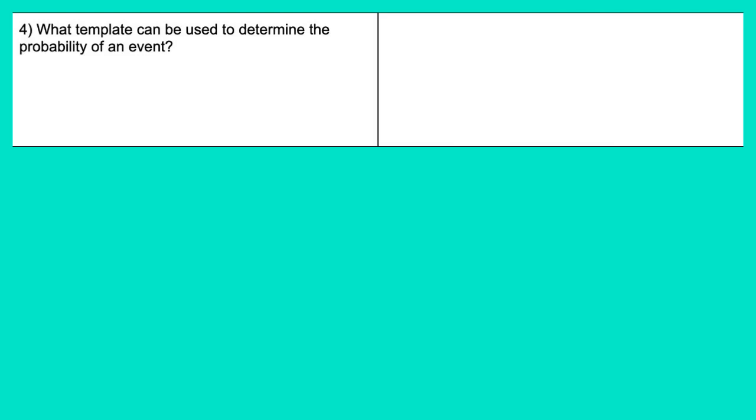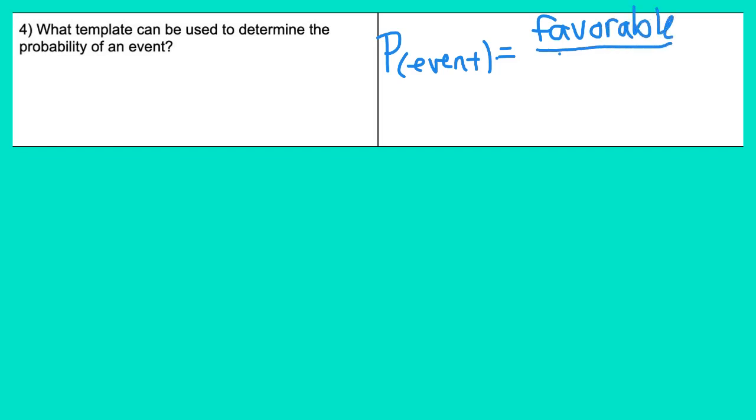Question number 4 says, what template can be used to determine the probability of an event? You actually saw this on that Khan Academy video. So the probability of an event happening is going to be how many times did it happen over total.